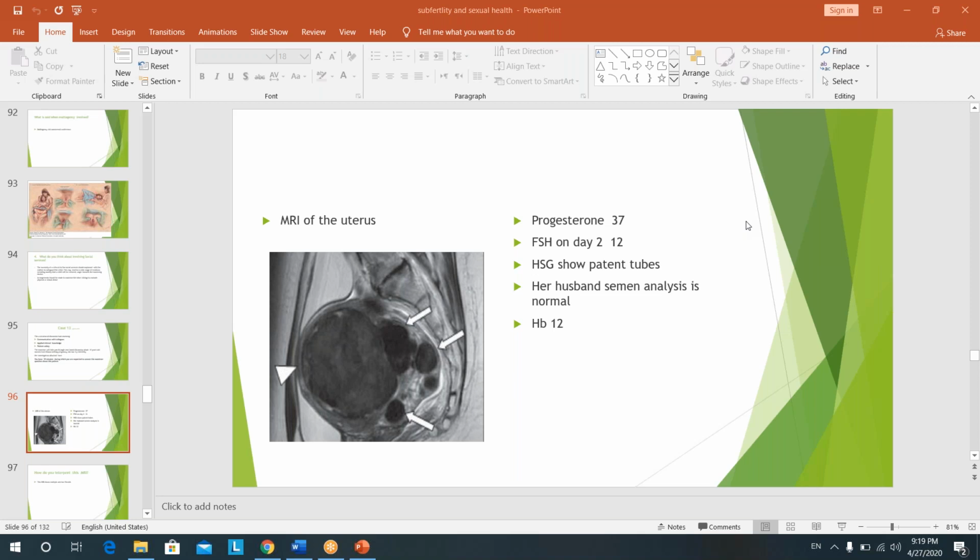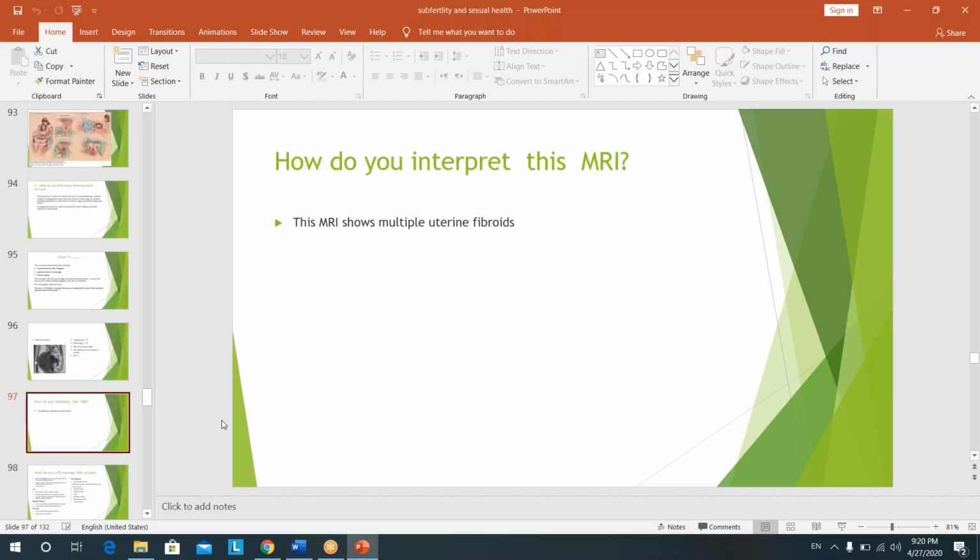Okay. First of all, I am one of the candidates in the exam and I'm ready. I will interpret this MRI. It is a pelvic MRI of a woman, 44 years old, who is trying to conceive for the last 1 year, and the MRI shows she has multiple fibroids in the uterus. Okay.